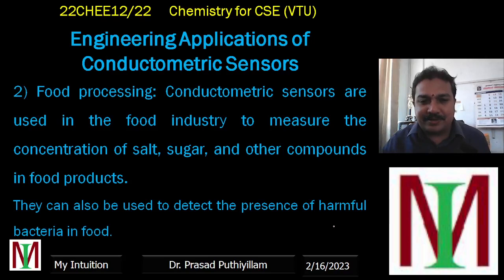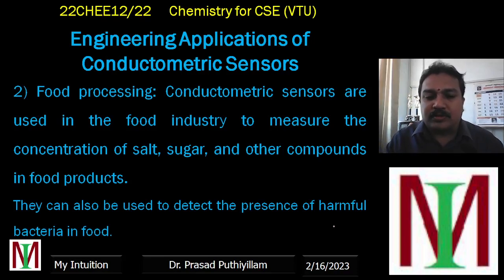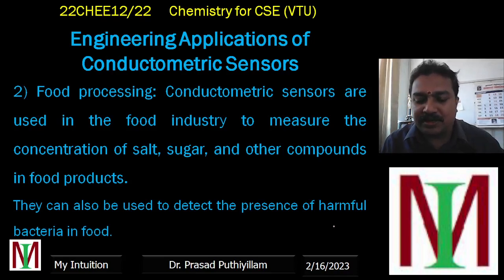Now we can have a sensor for which we can preset how much salt is required. If you preset it, it will keep on checking every batch of the product that comes from the food industry, automatically. If any changes are needed, it will immediately indicate. So it's a type of automation system in which sensors are needed.